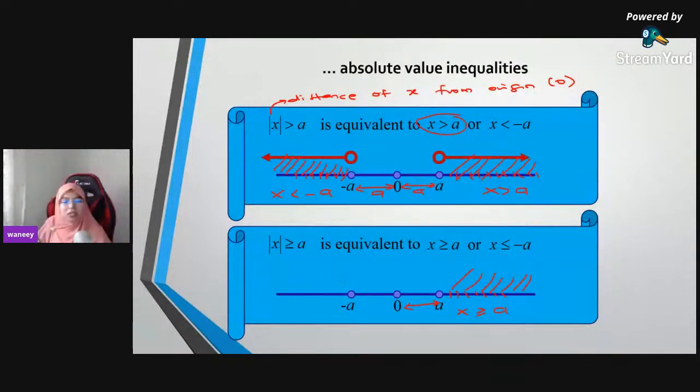Okay, so now this one, this is also A and I want the distance to be greater than A. So that means it should be on the left hand side of negative A. So I keep on going to the left hand side. So that means this one will be X less than or equal to negative A. Okay, so now let us go to the example.